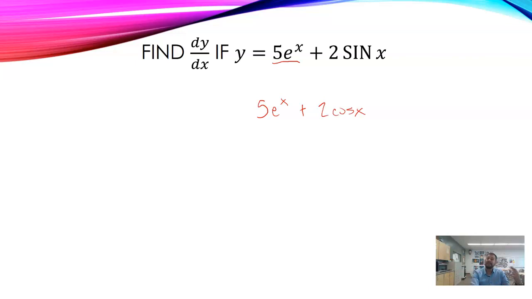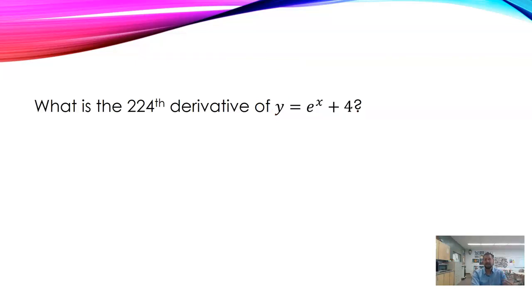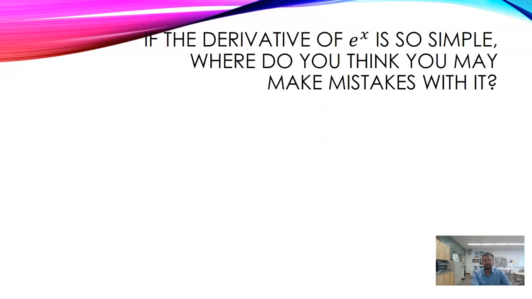Again, the derivative of an exponential function is really easy to find. Of all of them, it is probably the easiest to find out there. If I wanted the 224th derivative of e to the x plus 4, you'd be like, well, the first derivative, the 4 goes away, and then the derivative of e to the x is e to the x every single time, so my derivative would be e to the x.